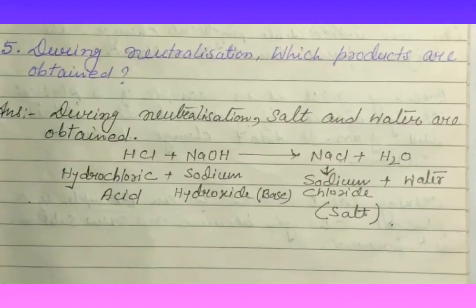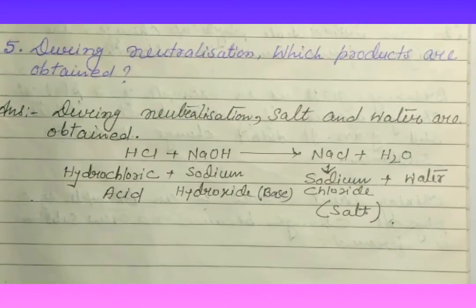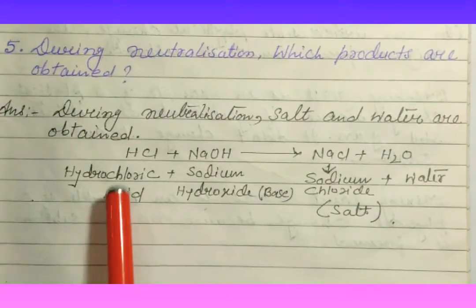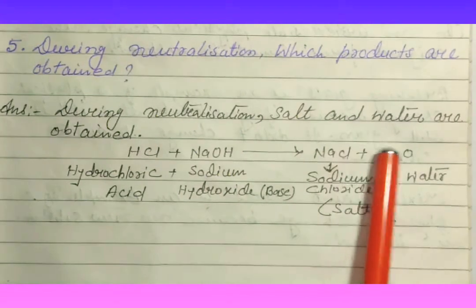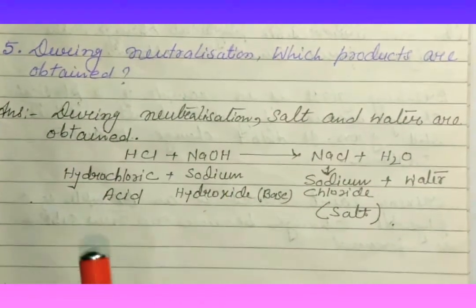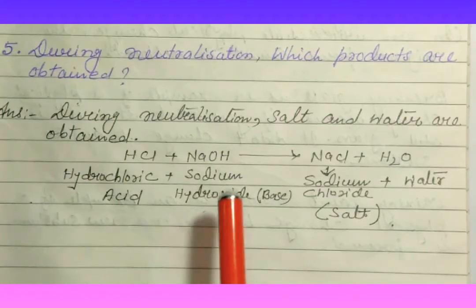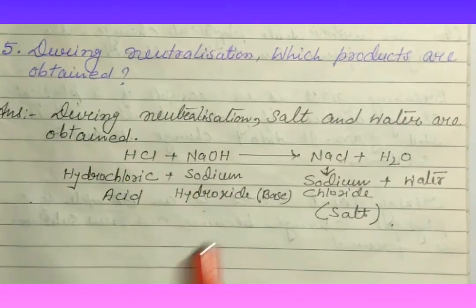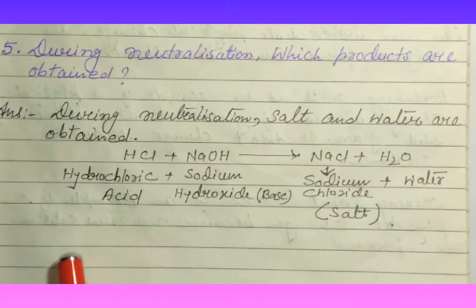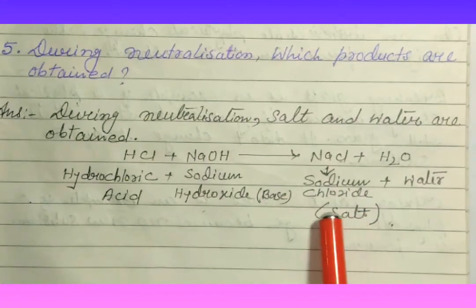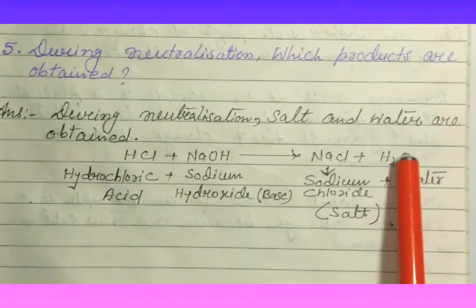During neutralization, which products are obtained? During neutralization, salt and water are obtained. Like, for example, hydrochloric acid reacts with sodium hydroxide. After reacting, it will form sodium chloride, it's a salt, and water.